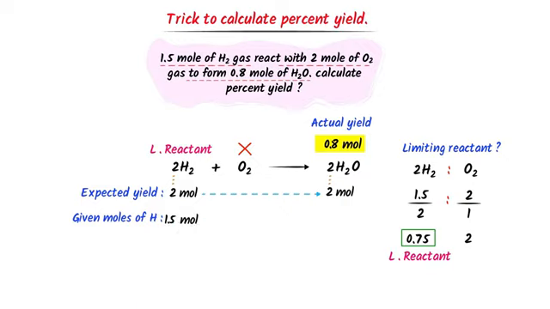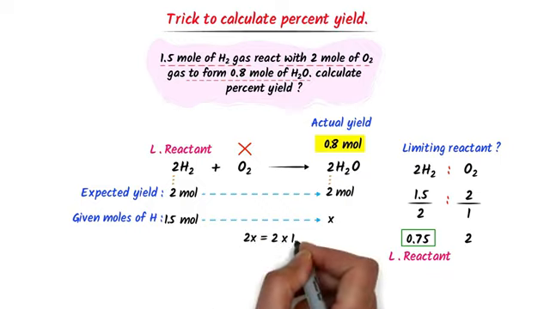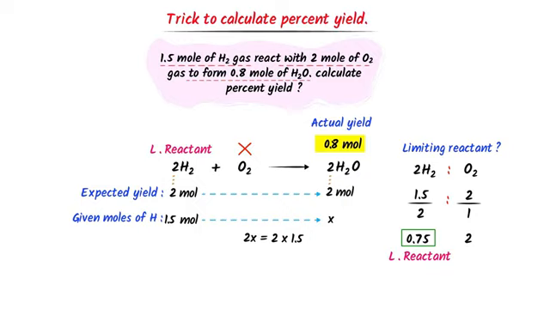Similarly, I say, I expect that 1.5 moles of hydrogen gas with oxygen gas will produce x moles of H2O. After cross multiplication, I get 2x is equal to 2 into 1.5, or x is equal to 1.5 moles. So the expected yield is 1.5 moles.